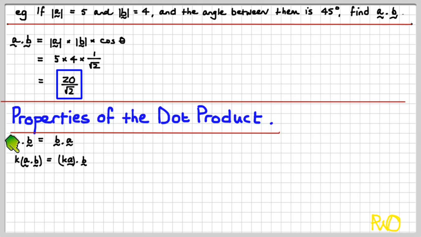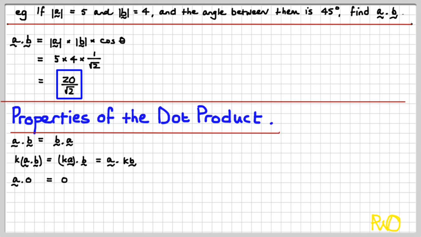Next one, if you multiply by a scalar, it makes no difference at all, okay? And that's kind of intuitive, isn't it, really? I mean, k times A dot B is really the same as kA dot B, and it's also the same as A dotted with kB. They're all the same thing. Yes? It makes sense, doesn't it?